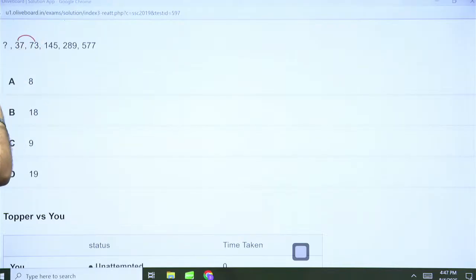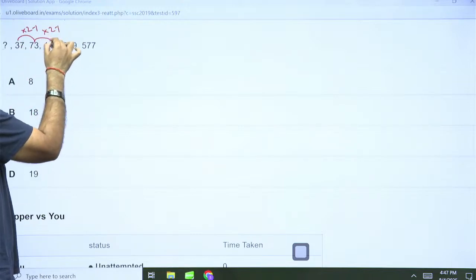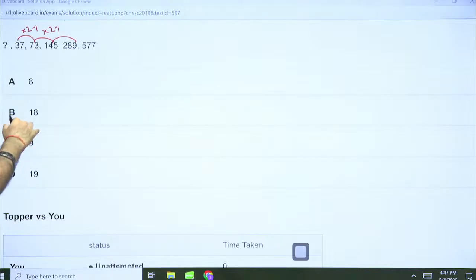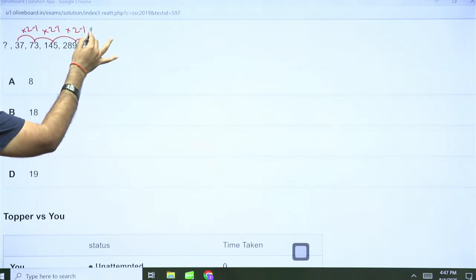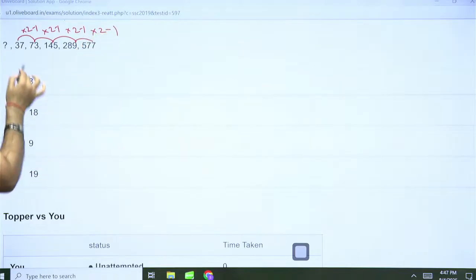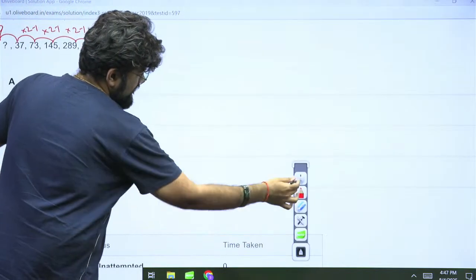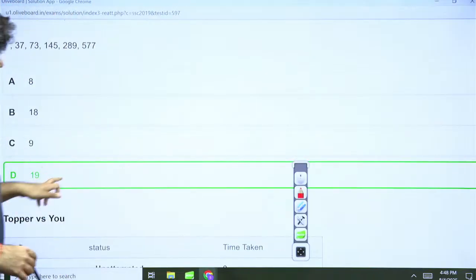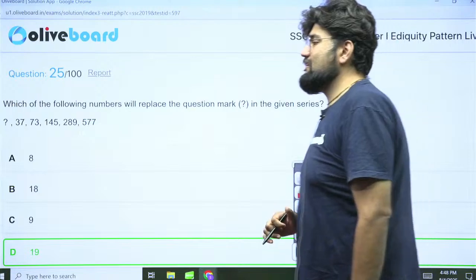It's 74, right? 146. 290. 578. So what multiplied by 2 minus 1? 38 divided by 2 is 19. So this has to be option D. Okay. Option D will be my correct answer. 22 seconds. Very good. So with that, we are done with the complete reasoning section.